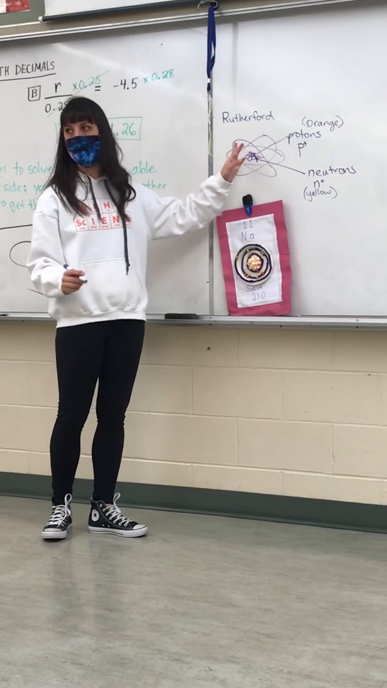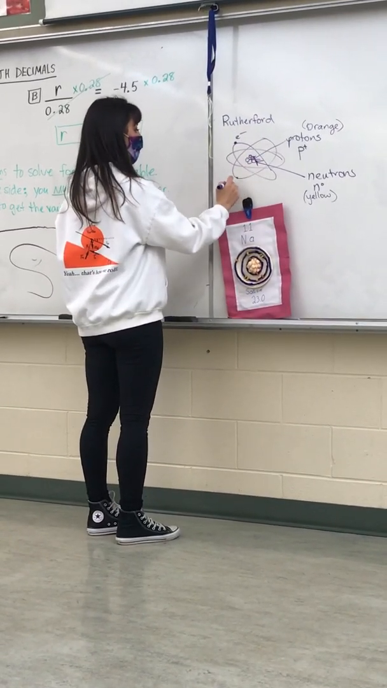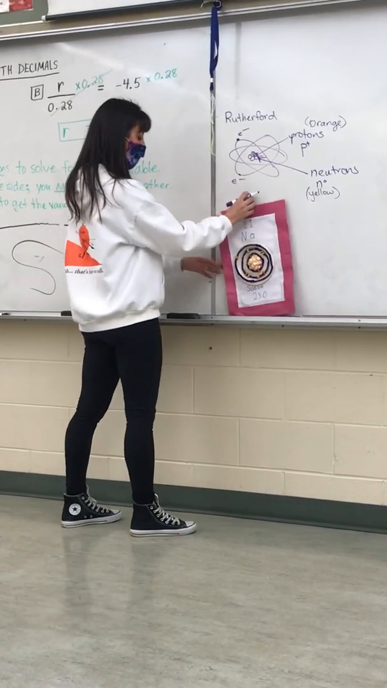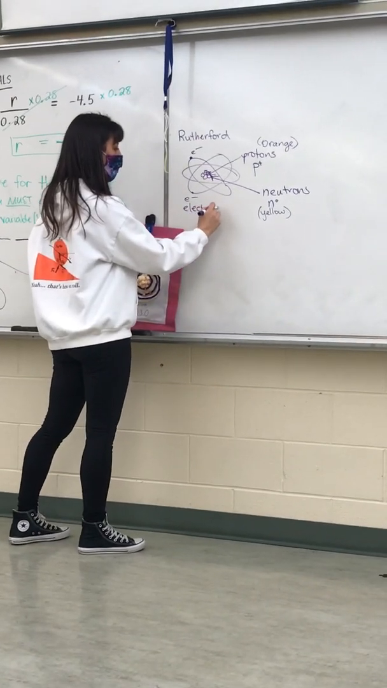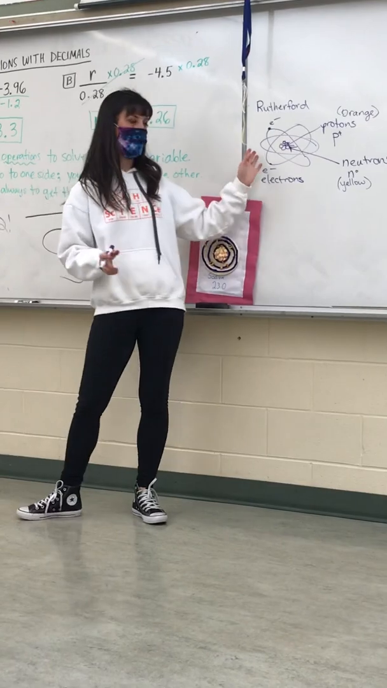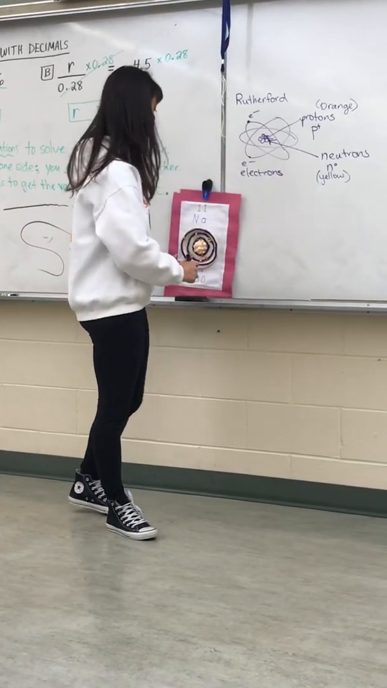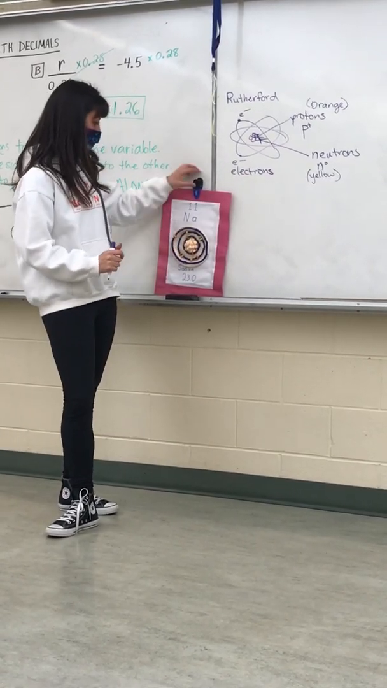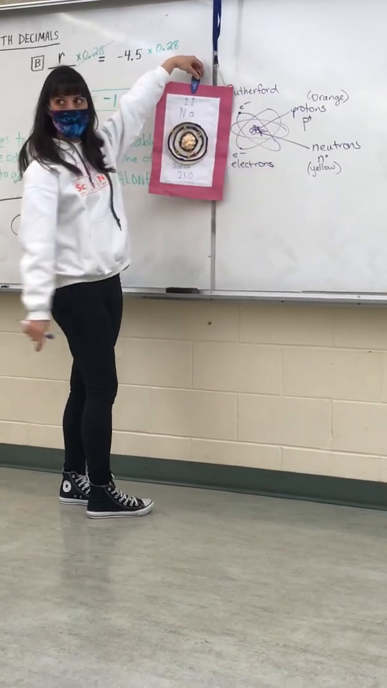Then in the Rutherford model, the electrons are on the outside, like this. So E minus, these are called electrons. They have a negative charge. Those ones flow. Remember when we did electricity? The electrons flow through wires, through conductors. This does not look like that.